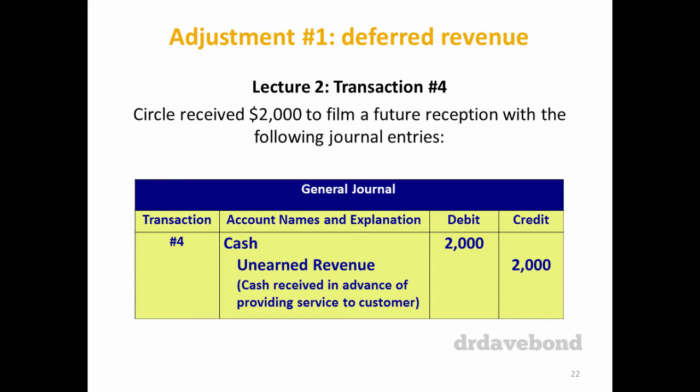So the first entry we're going to go through, and then I will make the adjustment to the file. The first thing that happened is an original transaction from last week. They received $2,000 to do something in the future, so they can't show any revenue at that point in time. They've got to show unearned revenue. That's where that came from, and 2,000 of this came from that transaction.